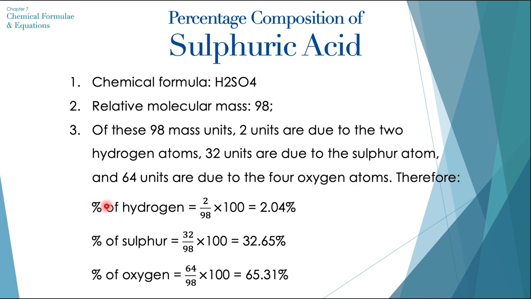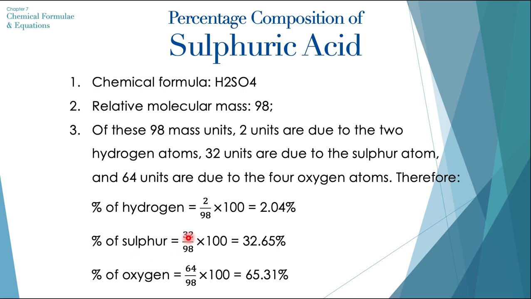Therefore, the percentage of hydrogen, the percentage of sulfur, and the percentage of oxygen are found like this, starting with hydrogen. What we do is that we divide the hydrogen's atomic mass, that's right, with 98, which is the relative molecular mass of the entire molecule. We divide it and then multiply it by 100 to find the percentage. We get 2.04%.